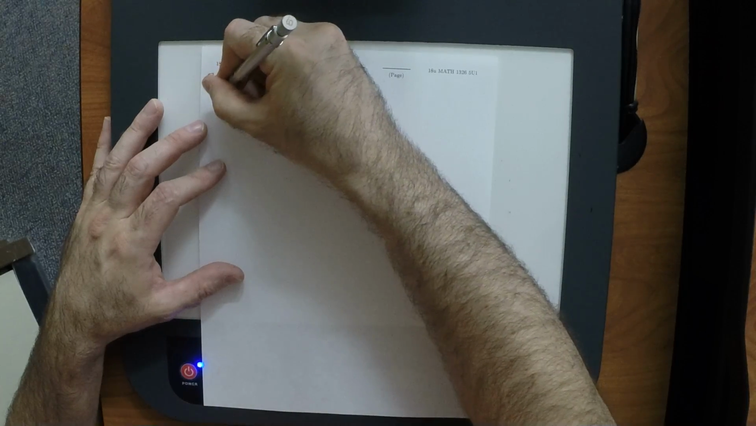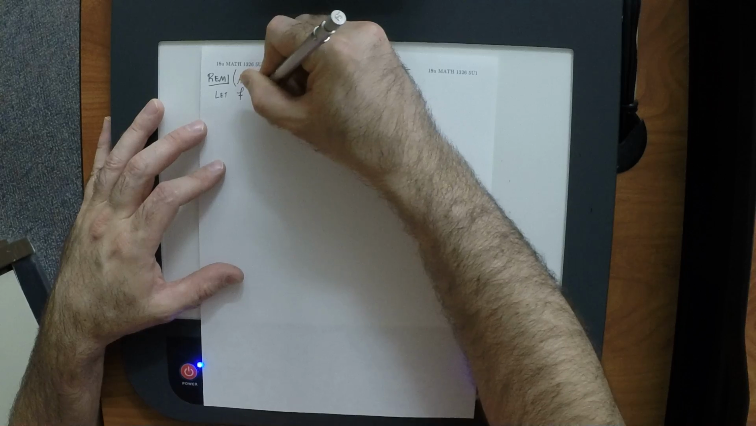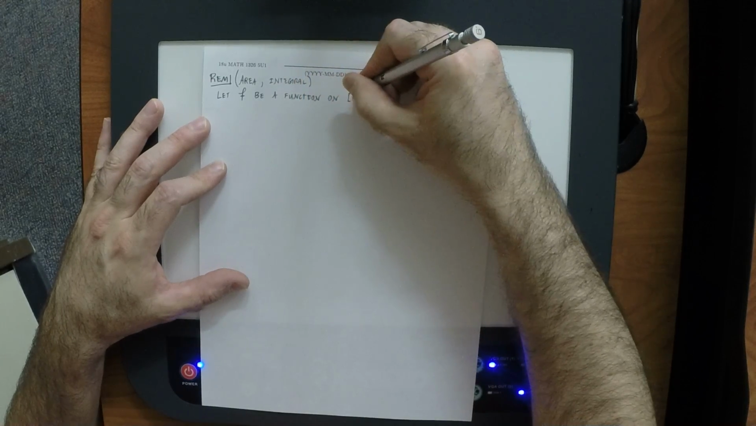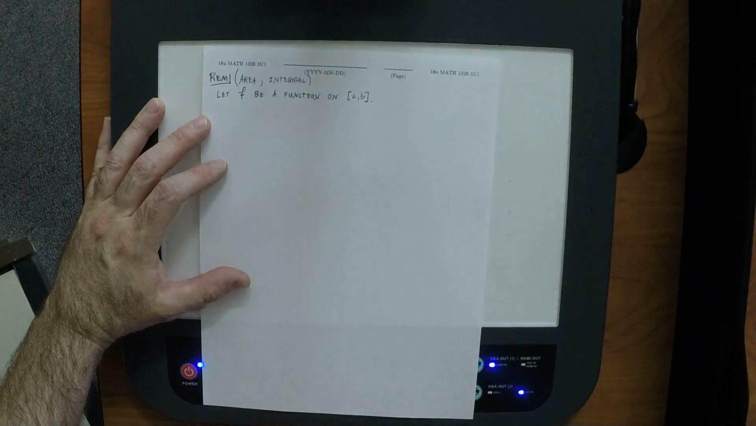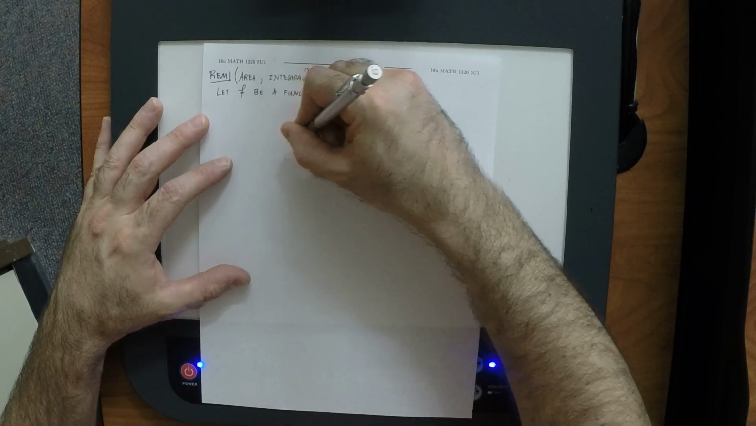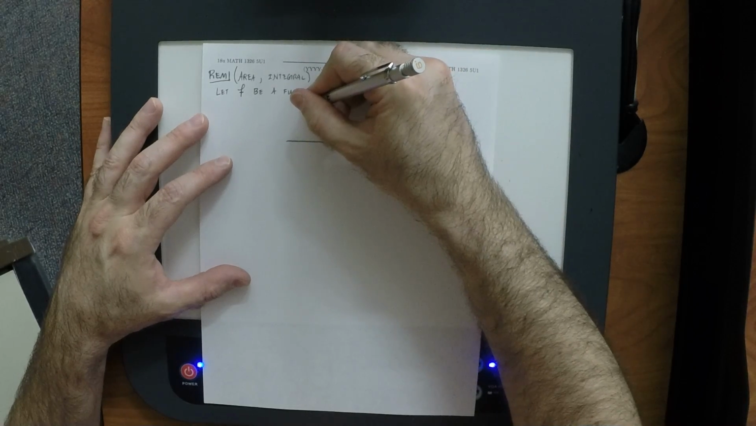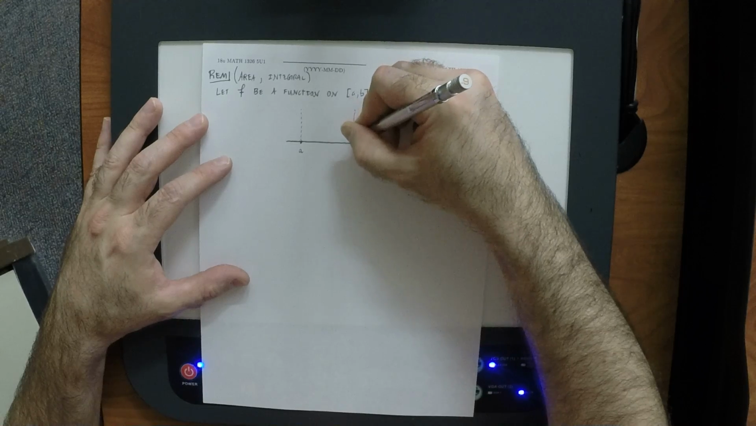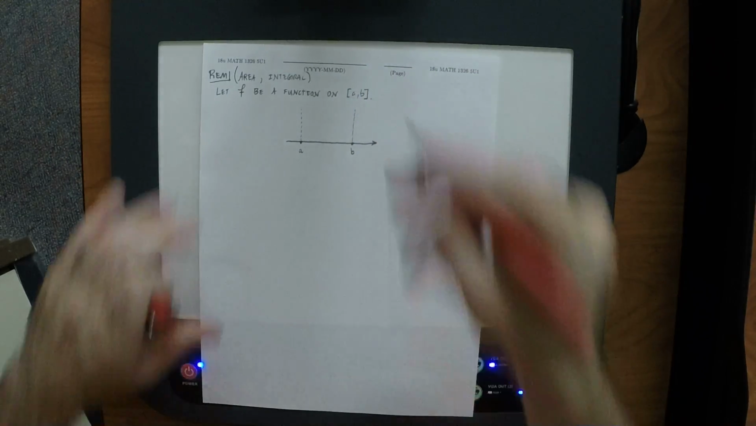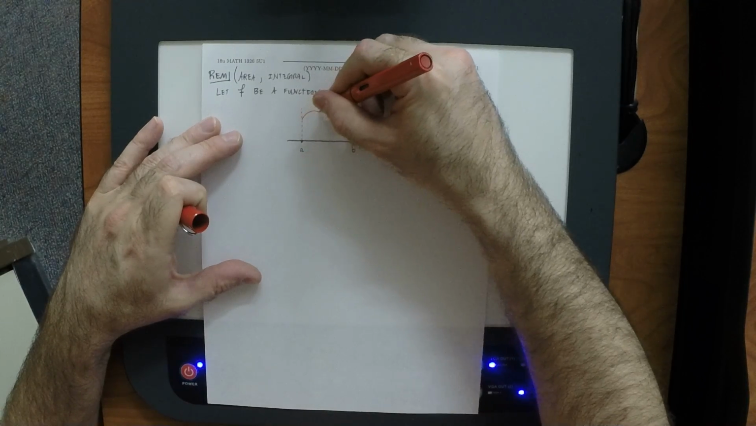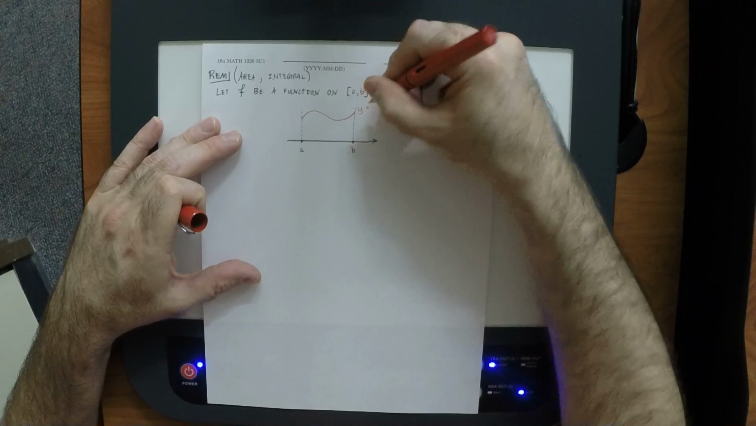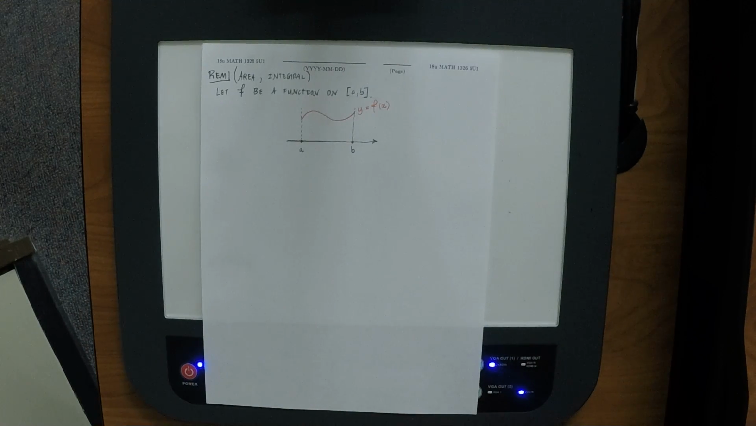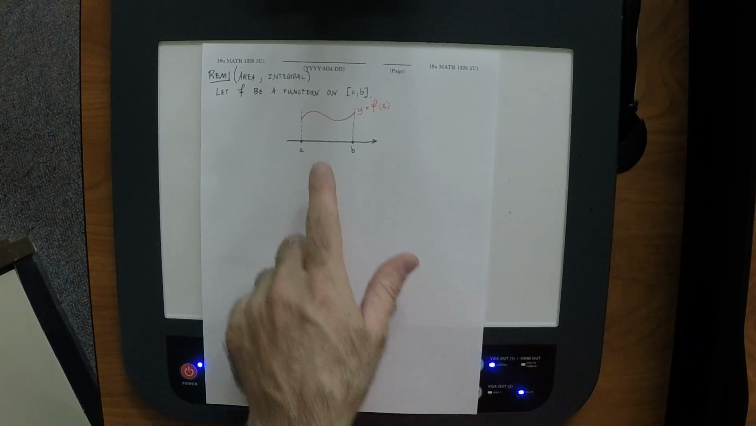So here we go. I'll say let f be a function on A to B. So this fancy party hat that we were talking about on the previous page is really just the graph of a function. And what we want is to find the area of that shape.